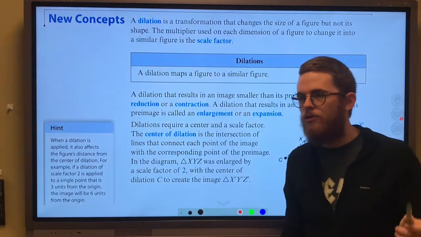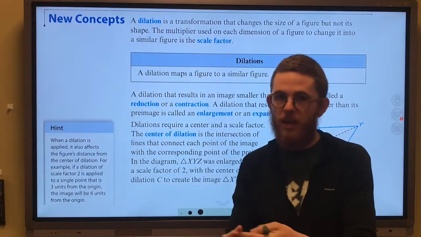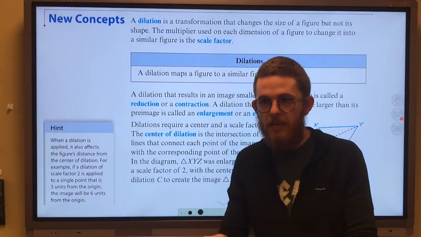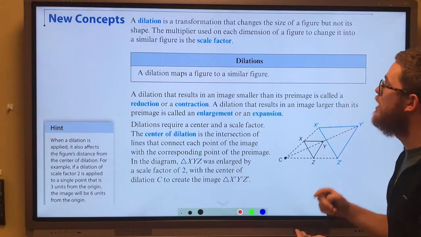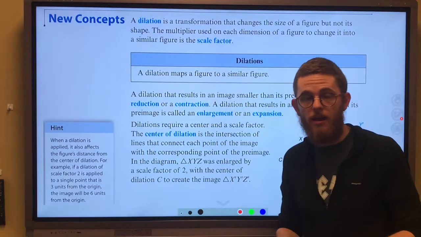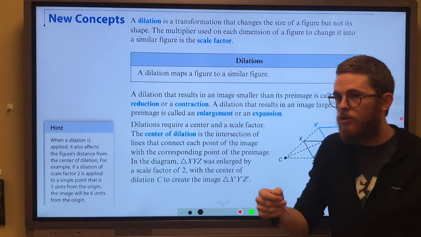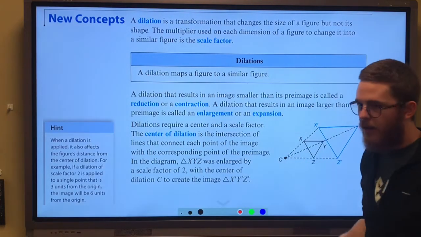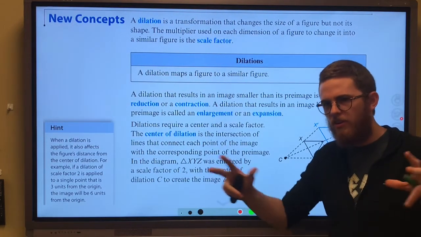Finally, we've gotten to dilations. Now, when we're talking about transformations, we have rotations, translations, reflections. These preserve congruence. These are isometries. A dilation is not an isometry. It does not preserve congruence. But what it does do is create a similar figure. A dilation preserves the same shape, but it's a different size.